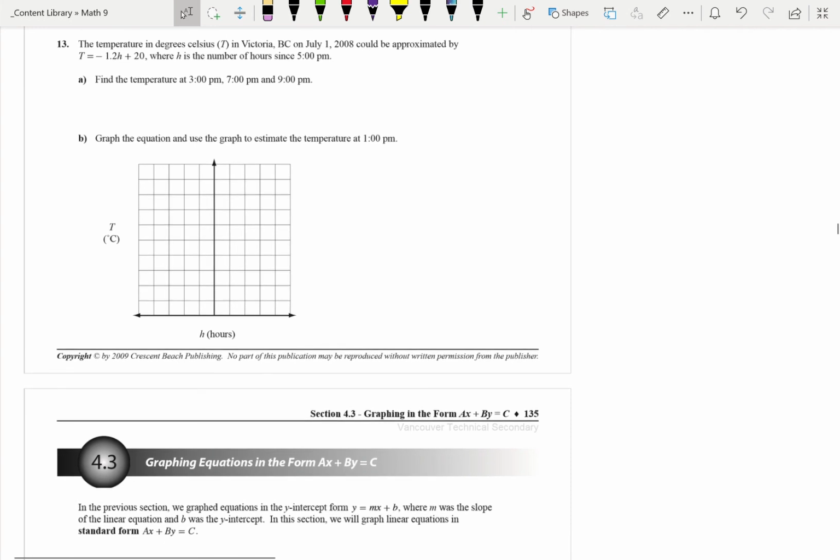So there's some practice for you today. On Wednesday, I'll probably be posting either section 4.3, which is a different way of graphing, or I'm going to jump ahead to chapter 6 and deal with interpolation and extrapolation just so we can get a head start on that section. In any case, that's all I have for you today.